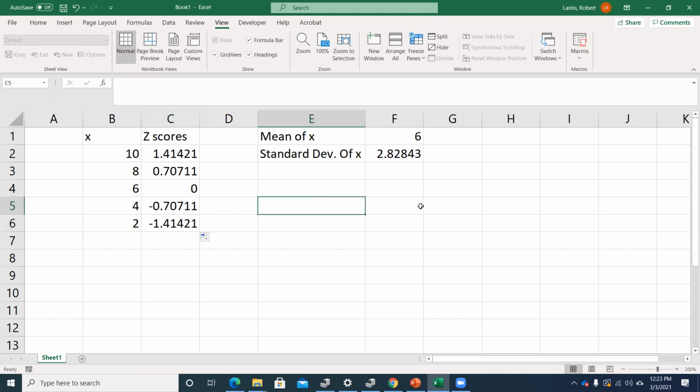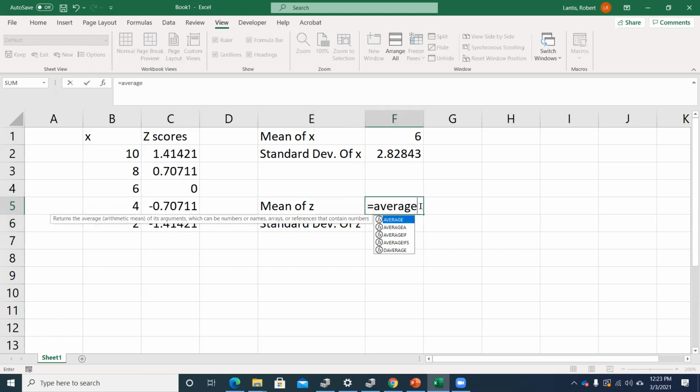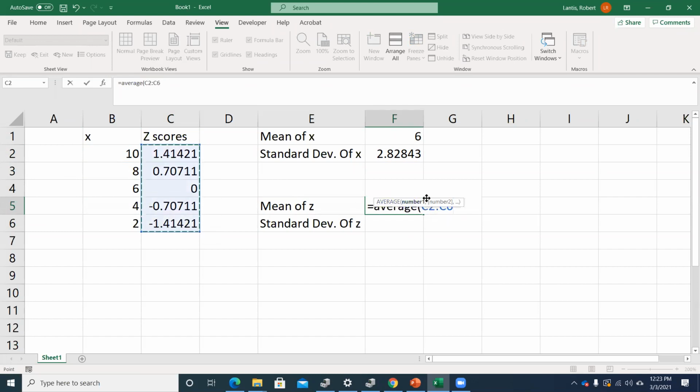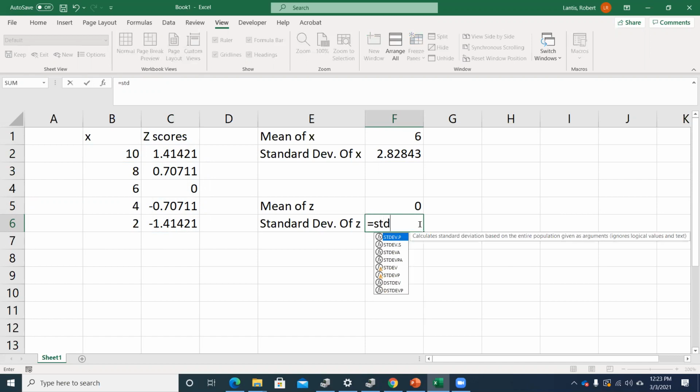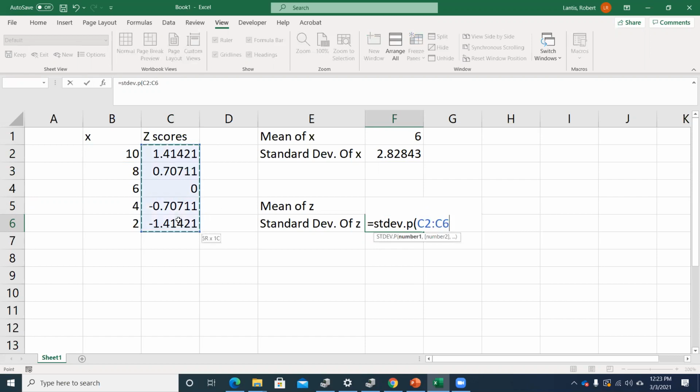So I've got my z-scores. What should be true, unless I was lying to you, is that the mean of our z-scores and the standard deviation of those z-scores should be 0 and 1. So if I try to find the mean, I just take the average using the average function in Excel, highlight my z-scores. I'm finding the mean of my z-scores. Sure enough, it ends up being 0. What about the standard deviation? This should be 1, so I highlight my z-scores.